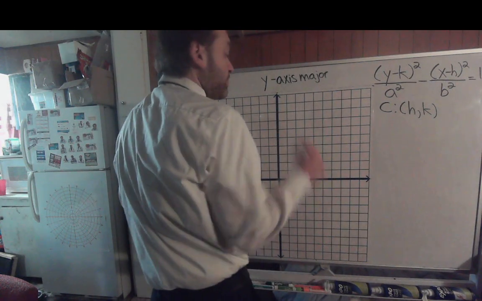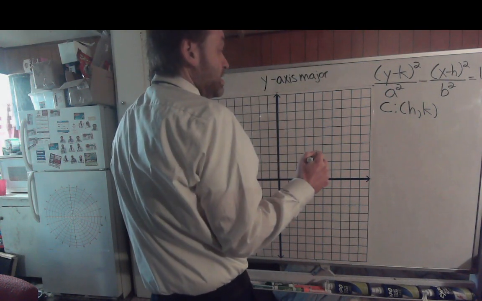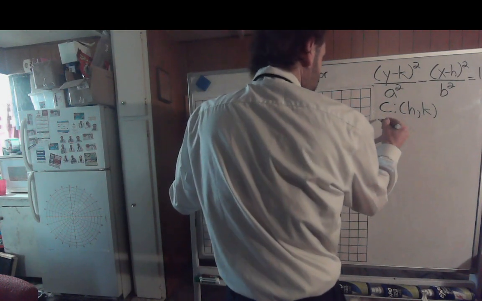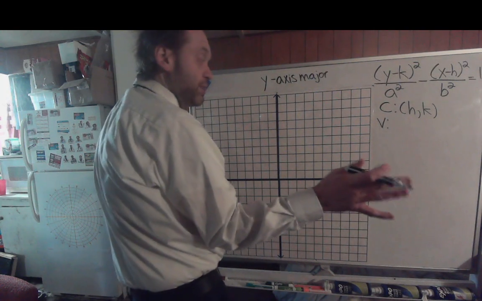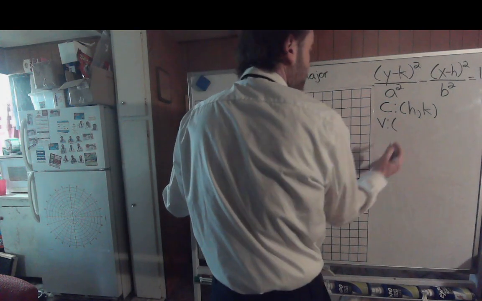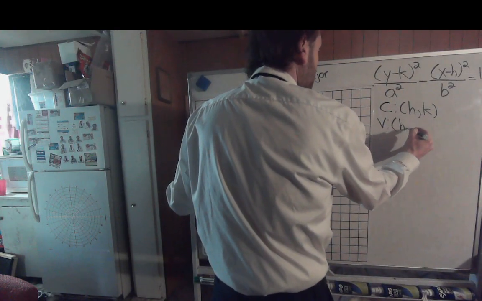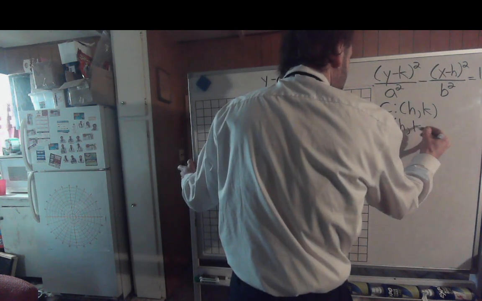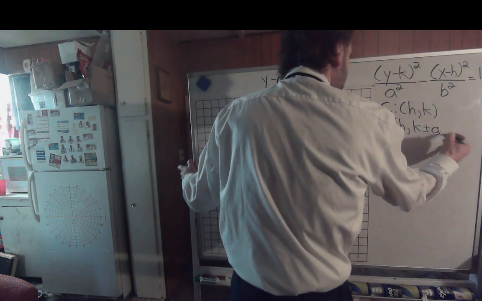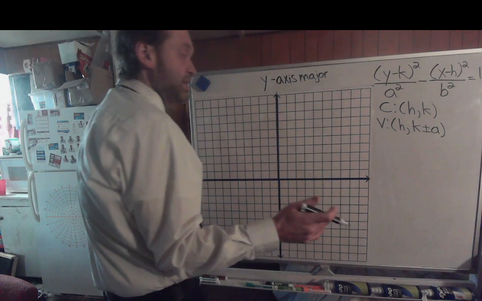Now, your vertices, on the other hand, if your y-axis is your major axis, that means you're going to leave your x-coordinate of h alone, but your y-coordinates will change. You'll take that k plus and minus a. Those will be your vertices.